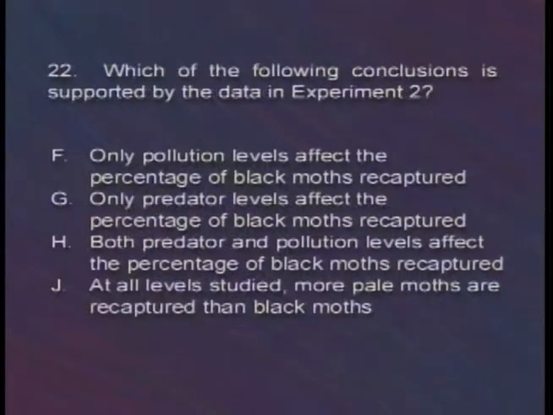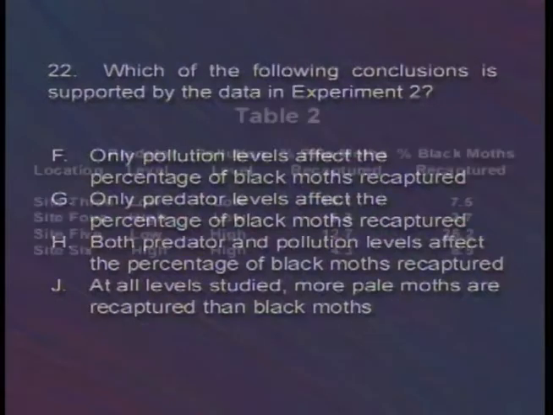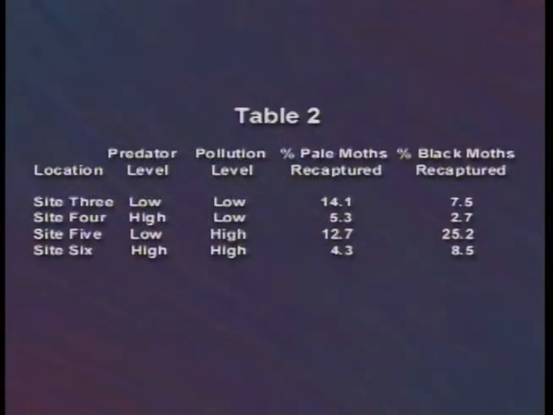Question 22. Which of the following conclusions is supported by the data in Experiment 2? Looking at the answer options, we can see that option J is incorrect. At Site 5 and 6, more black moths are recaptured than pale moths. The other options suggest that one or more of the variables of pollution and predator level are influencing the percentage of black moths recaptured. If only one variable was affecting this percentage, then the other variable would have no impact.